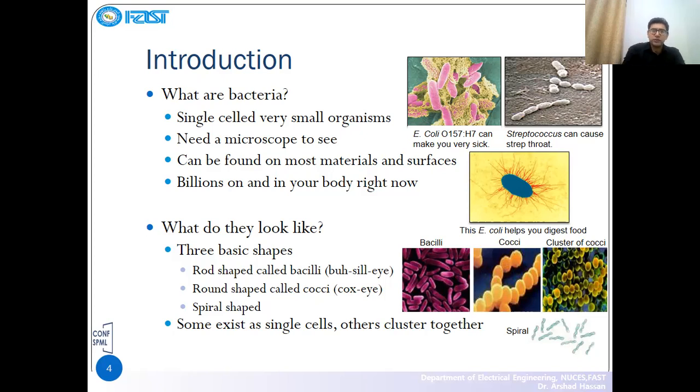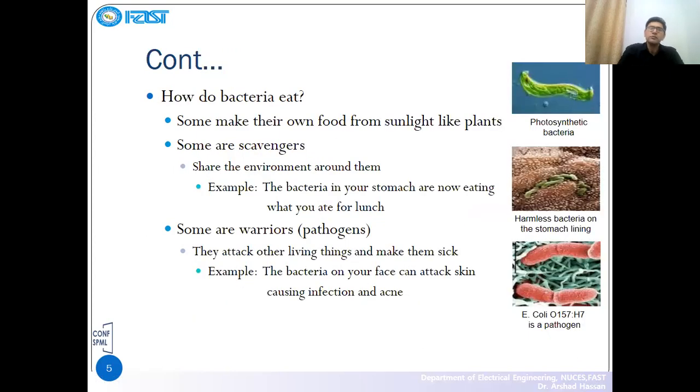There are three basic shapes. One is called bacilli, the round shape is called cocci, and some bacteria have spiral shapes. Some exist as single cells, and other bacteria live together in clusters. How do bacteria eat? Some make their own food from sunlight, like plants, and some are scavengers that share the environment around them. And the bacteria in your stomach are now eating what you ate for lunch.